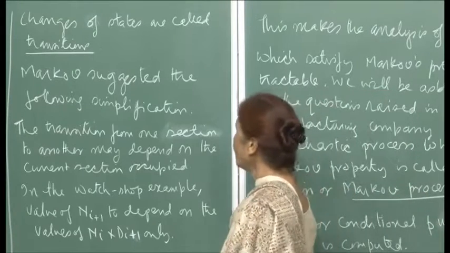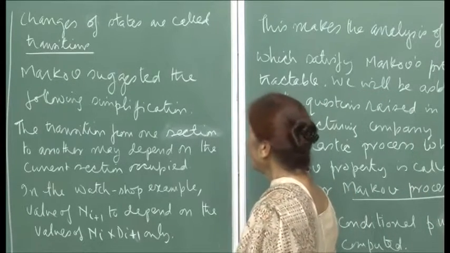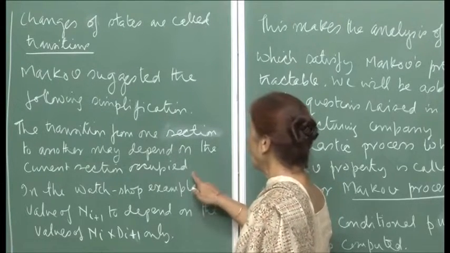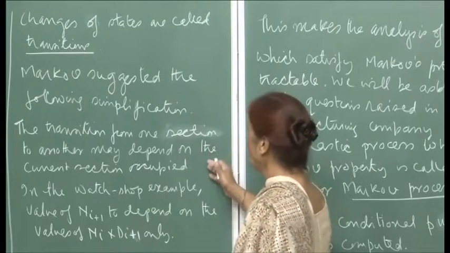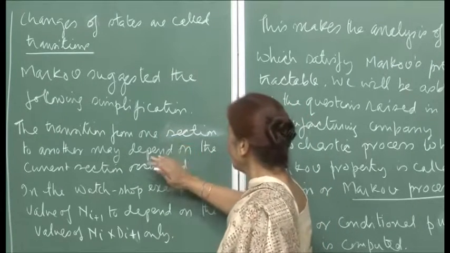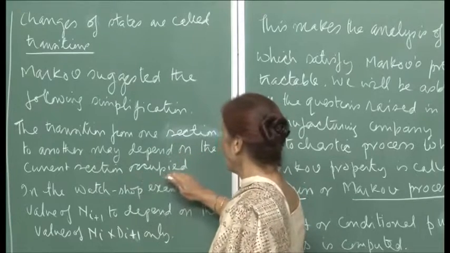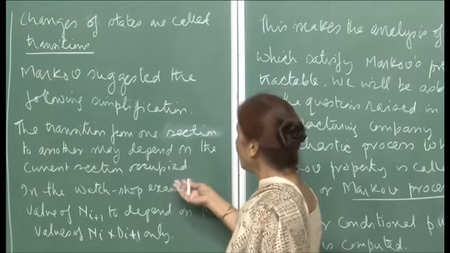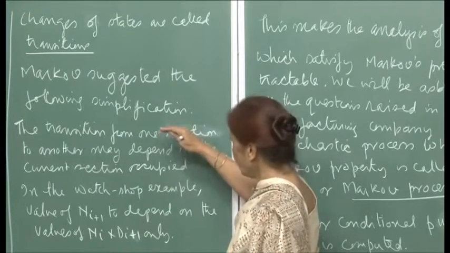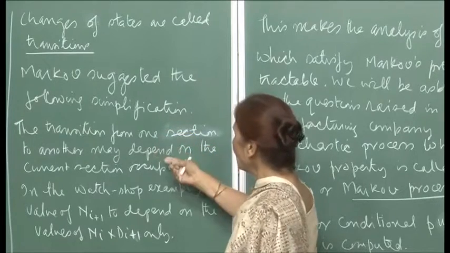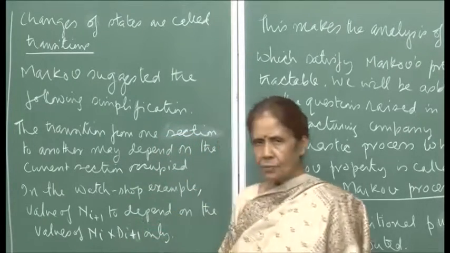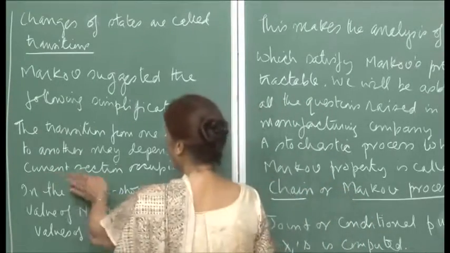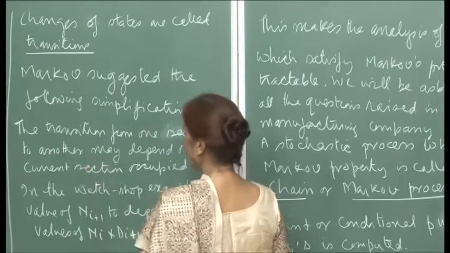So, Markov suggested the following simplification. He said that the transition from one section to another may depend only on the current section occupied. When we say depend, this means that the probability with which the process will transition from one section to another would be dependent on where you are right now, the current section. So, Markov suggested this simplification.